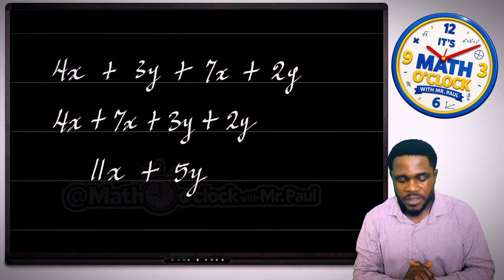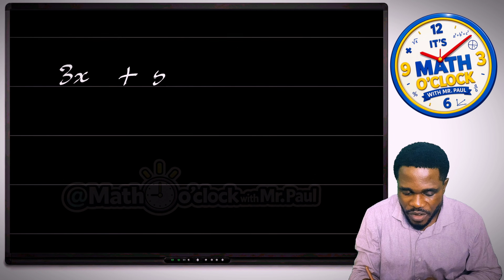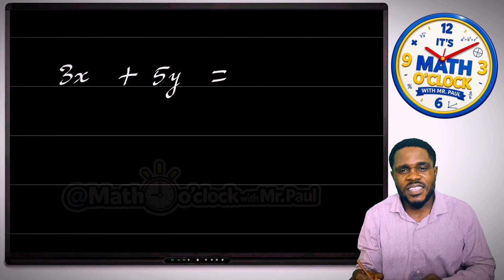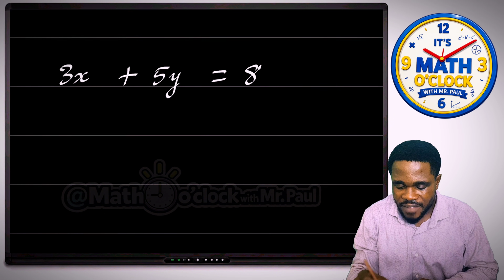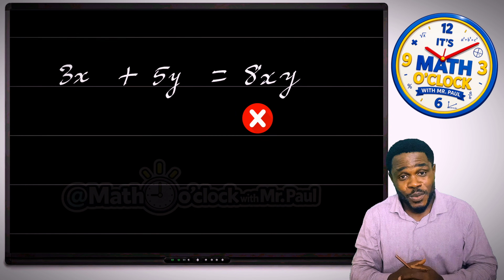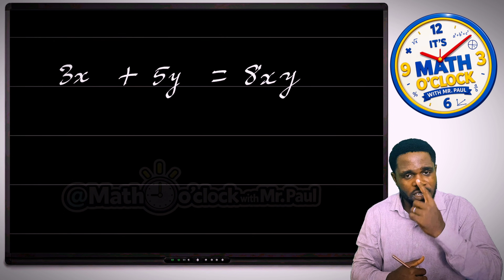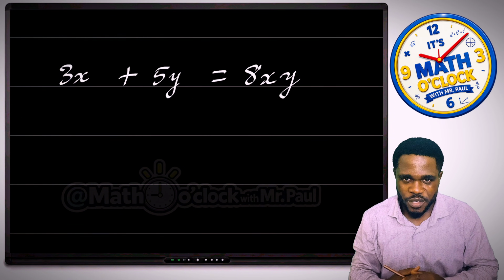Isn't that simple? Okay, but then I must warn you, there are common mistakes that students make. For example, they may have something like 3x plus 5y, and then you see some students saying, okay, 3 plus 5 is 8, so they write 8, and then the variables are x and y, then they write xy. Is this correct? I know you now know better, and you know this is not correct. So avoid this mistake.